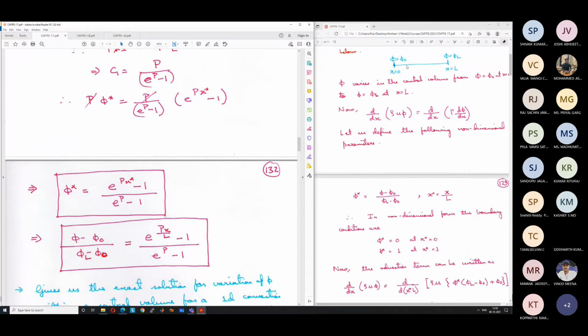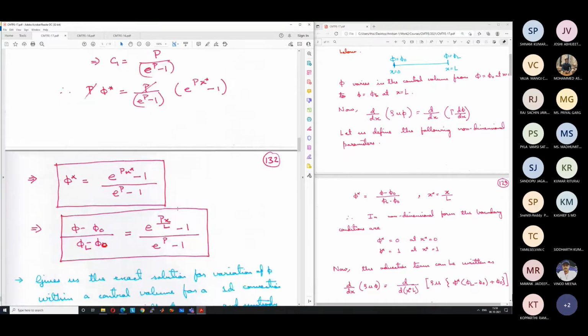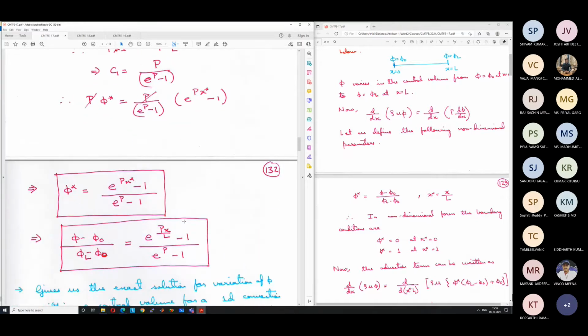So in those types of cases, the variation of phi will be exactly given by this solution. It will be 100% correct, 100% accurate. It will be exactly given by this solution, and you can see that by putting the values at x equal to 0.